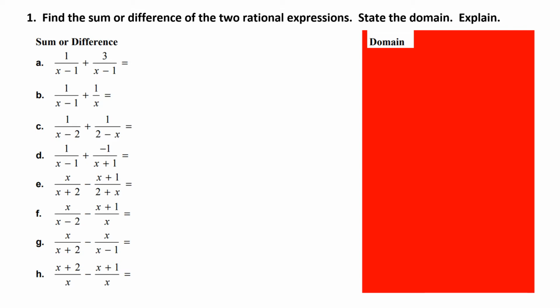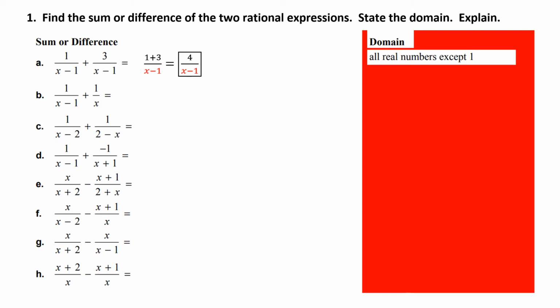For our first problem, 1 over x minus 1 plus 3 over x minus 1, our denominators are the same, so we should be in good shape to just simply say what is 1 plus 3 for the numerator, and we get our result. Remember, we can never divide by 0, so for this problem, our domain will be everything except for 1. If you plug a 1 in, we'll be dividing by 0, and that's undefined.